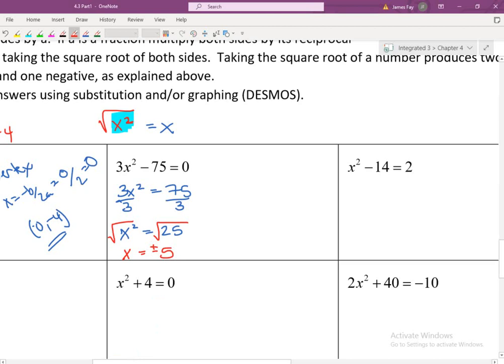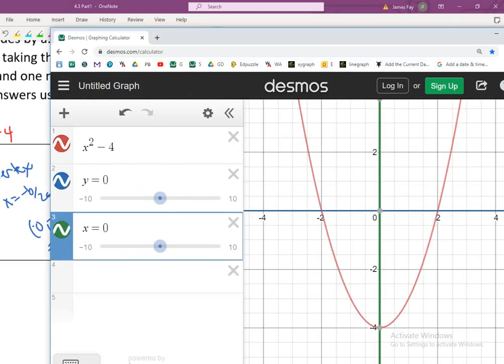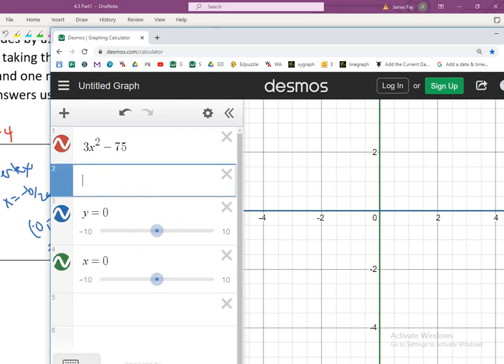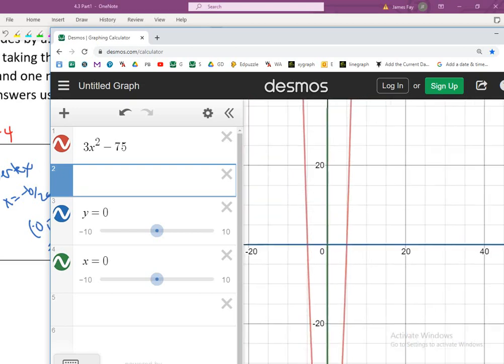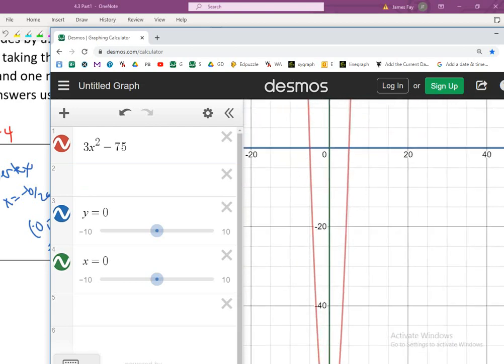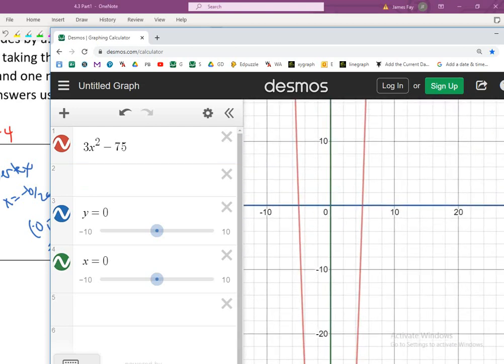So where does this thing cross the x-axis? 5 and -5. If we graph this, we're looking now at 3x squared minus 75. It's a very elongated parabola down to -75. But if I look at the x-intercepts, that point's -5, that point's +5. Are they both still 5 units from the axis of symmetry?